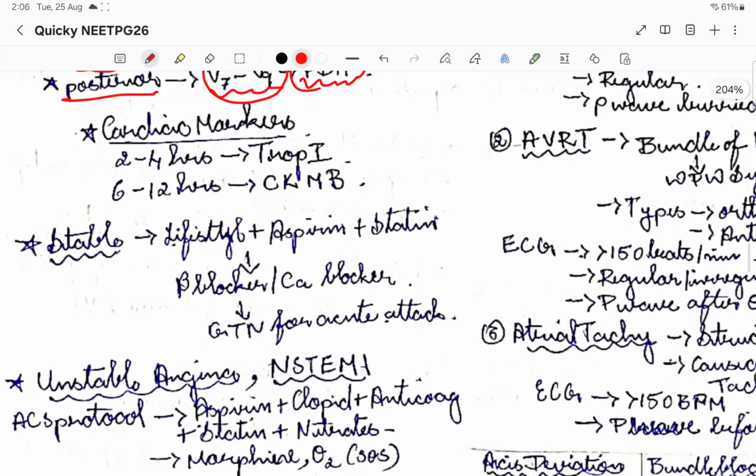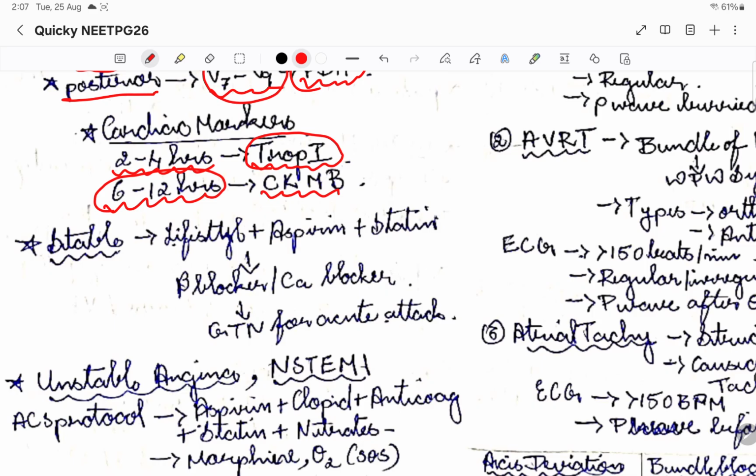Now coming to the cardiac markers. I told you, right, the ECG we have sent, which we are already seeing. Now I have sent for cardiac markers. Now the cardiac marker values will come, so that I can decide whether it is ischemia or infarction. Troponin will be raised within 2 to 4 hours after the ischemic or infarction injury. Then CK-MB will be raised by 6 to 12 hours.